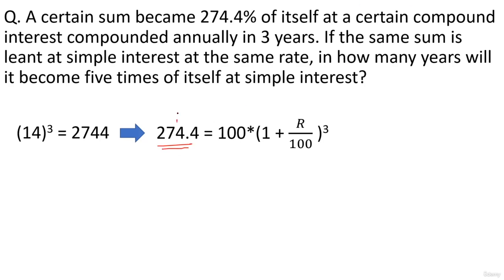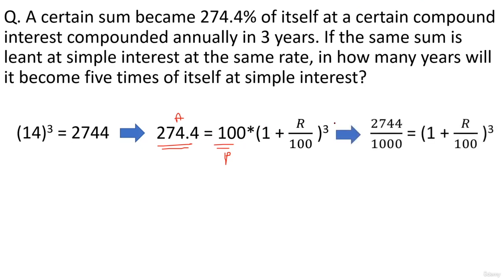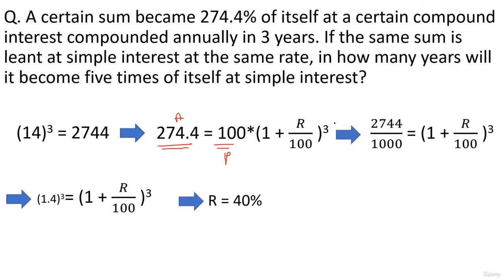So this is your amount, this is your principal, and we wrote the expression for the amount, p into 1 plus r by 100 raised to n. Okay, 3 in this case. All right, so going on further, you can take 100 niche, so it will become 2744 upon 1000. Taking cube roots, see, it's really very easy now if you know numbers, right? Taking cube roots, you will simply land up with the value of 1 plus r by 100 is 1 plus 40 by 100. Comparing, you get r equals to 40%.